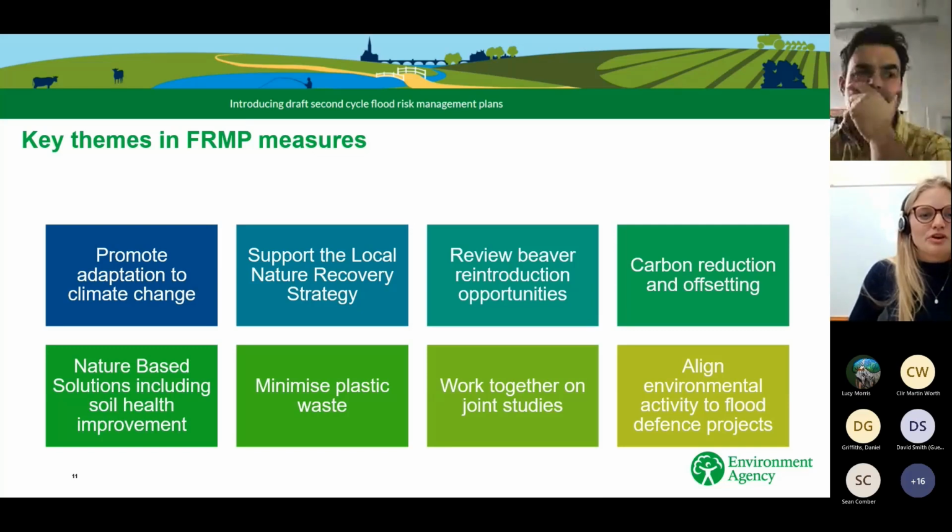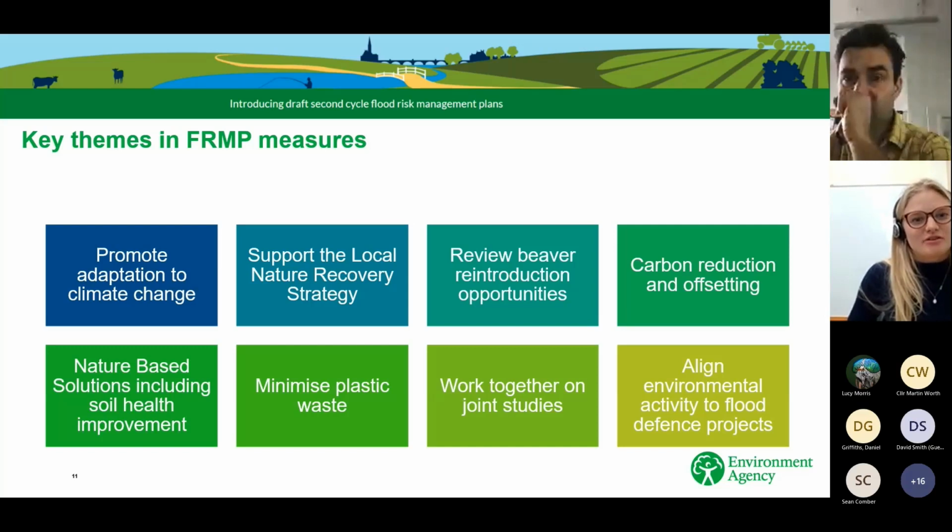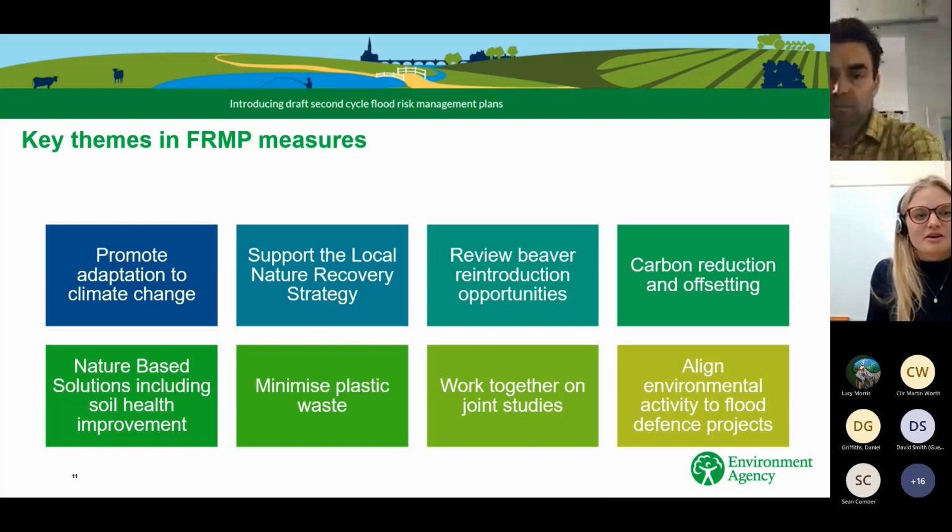We also want to support the local nature recovery strategy. There's a pilot in Cornwall, which I'm sure you're all aware of, and it would be great to get that more widely implemented across the southwest. Reviewing beaver reintroductions, carbon, nature-based solutions. You also spoke a lot about plastic, and so we've got some measures in there for you. Working together with all our partners and aligning environmental activity to our flood defence projects. I'm now going to give you some example measures for each of these themes so you can see what they look like.